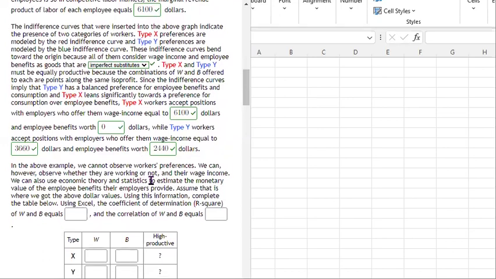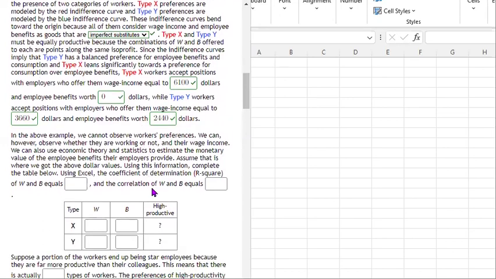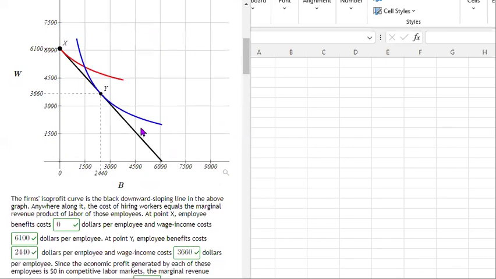Okay. In the above example, we cannot observe these worker preferences. We don't observe the blue indifference curves. We don't observe the red indifference curves. What we observe is the black dots. And the black dots say there's a trade-off between wages and benefits.